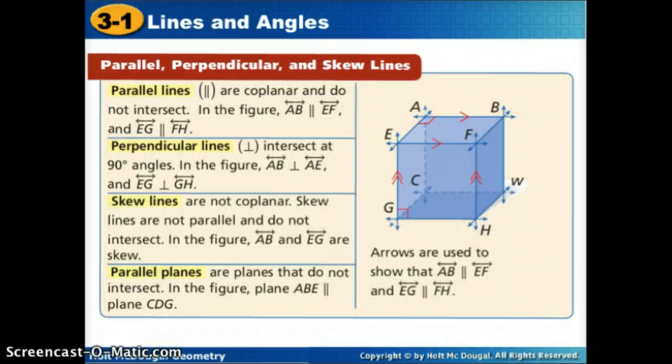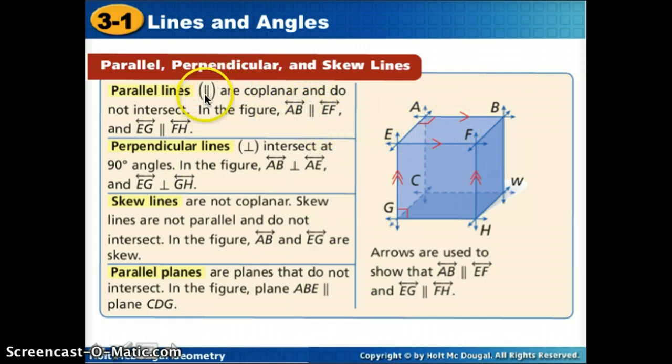So if we look at the types of lines, a lot of this should be review. We all know what parallel lines are. Parallel lines, the new part we're going to add to that is they're coplanar, meaning they have to be on the same plane, and they do not intersect. So if we look in this picture, if you see AB and EF, they're both on this top plane, and they do not intersect. So there's some new symbols for that.